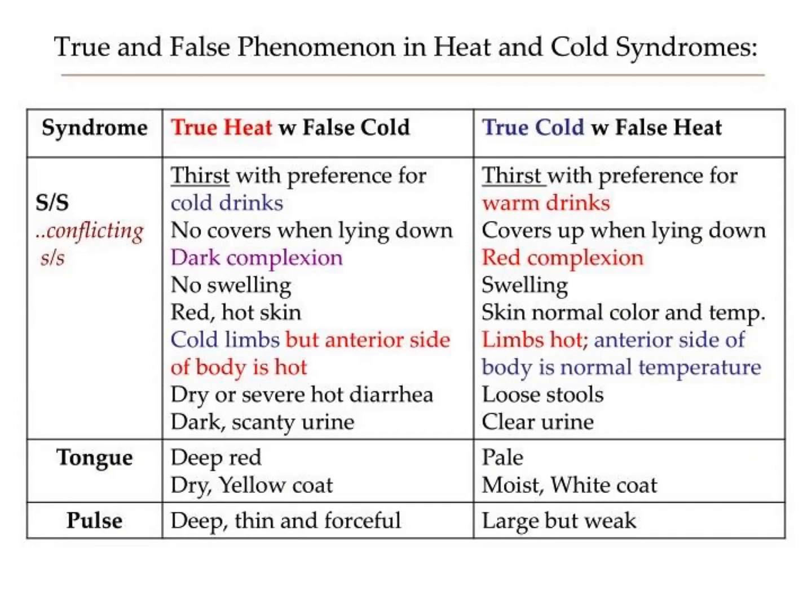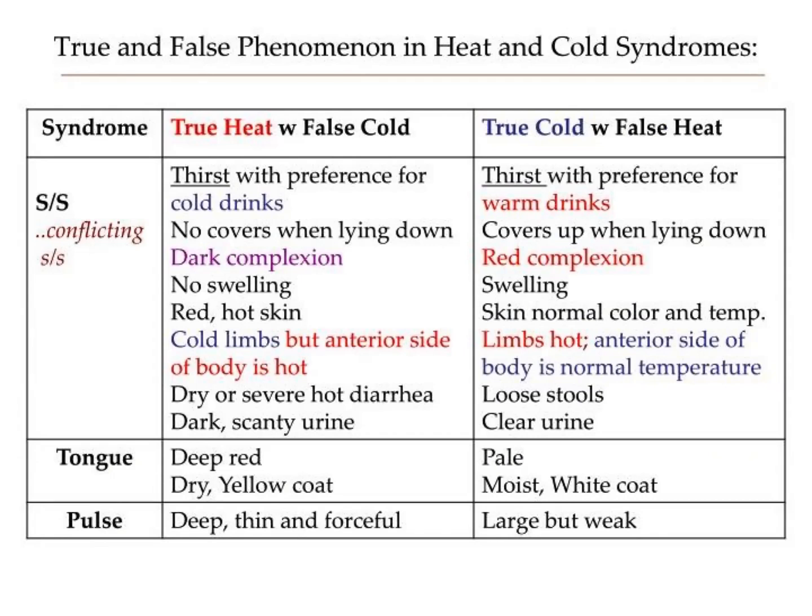no covers when lying down, dark complexion, no swelling, red, hot skin, cold limbs but anterior side of the body is hot, dry or severe hot diarrhea, and then dark scanty urine. The tongue is deep red with dry yellow coat, and the pulse is deep, thin, and forceful.